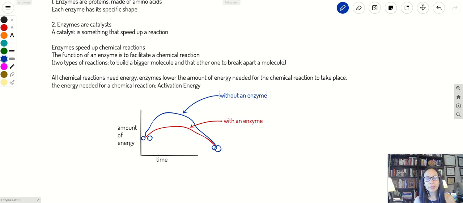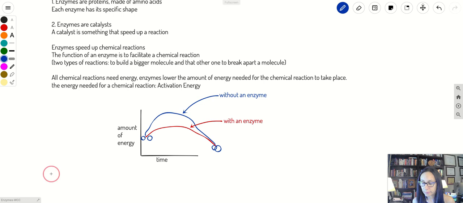Okay. And so you can just see by looking at these lines that without the enzyme, you need a lot more energy. With the enzyme, you need a lot less energy. Okay. So that is the second point that I was making. We're going to move on.